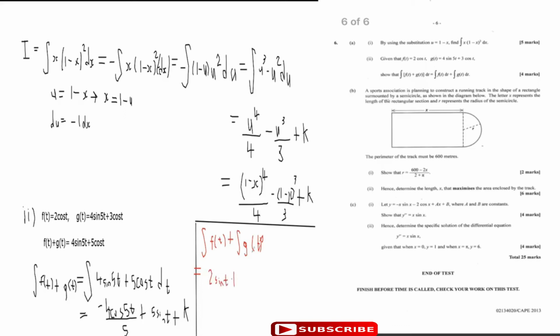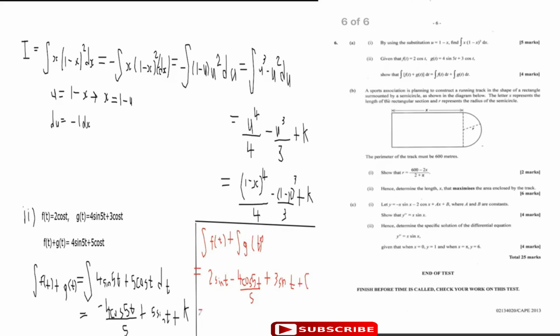Plus, when you integrate g of t, which is 4 sine 5t plus 3 cos t, when you integrate sine, you get minus cos, so it's going to work out to not be plus, but minus 4 cos 5t over 5, and then plus 3 cos t, and when you integrate 3 cos t, you get 3 sine t plus some constant c.